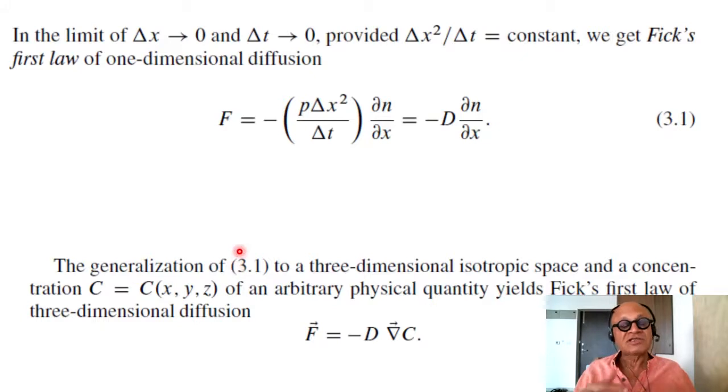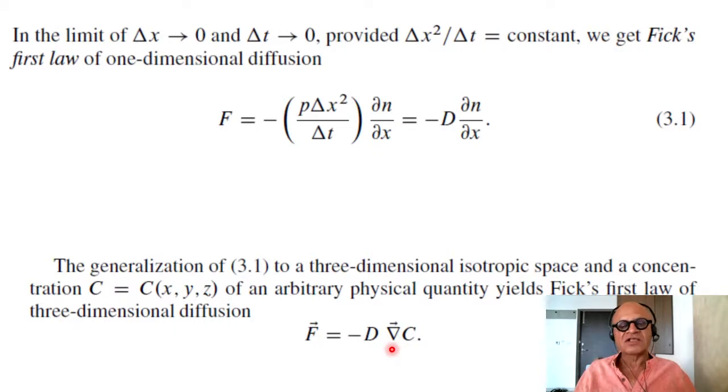Unless you maintain it by adding constantly somewhere, the generalization of 3.1 to a three-dimensional isotropic space and a concentration C given by x, y, z, so it's a three-dimensional box with particles distributed in all directions, of an arbitrary physical quantity yields Fick's first law of three-dimensional diffusion, where now the flux F is a vector, and that's equal to minus D, the scalar diffusivity, times the gradient of C.